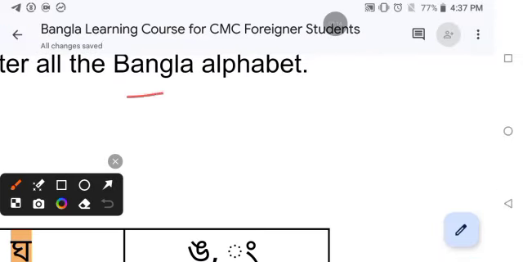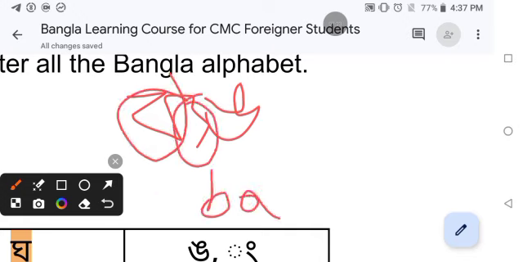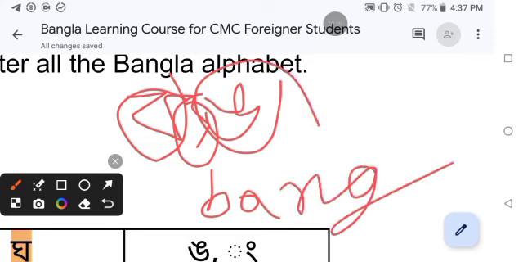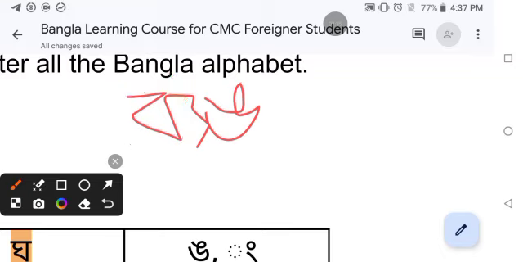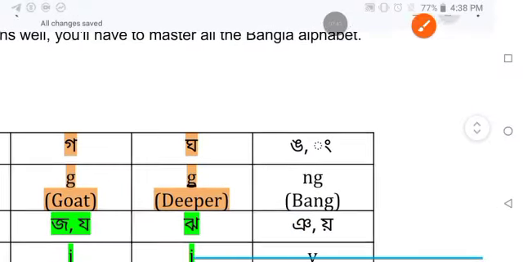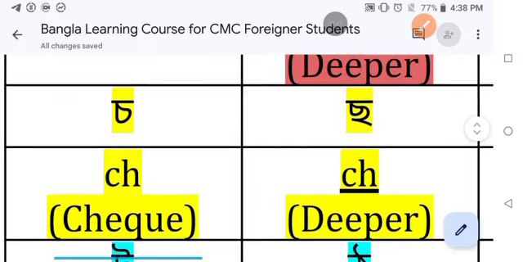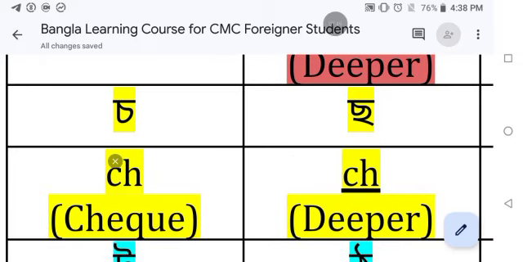The Bangla word for frog is bang. So this one is B. This is a shortcut for A, and this is the consonant for ing sound. So bang it is. This is the Bangla word for bang. Now ka kha ga gha, ing sound, and then we have the second row.